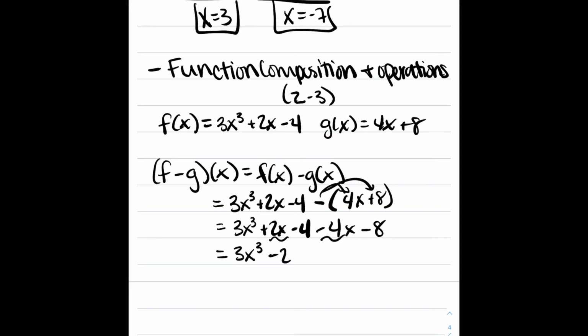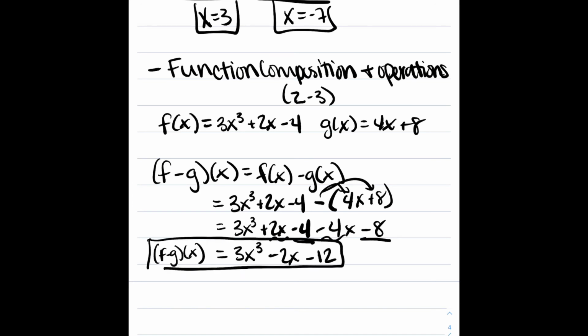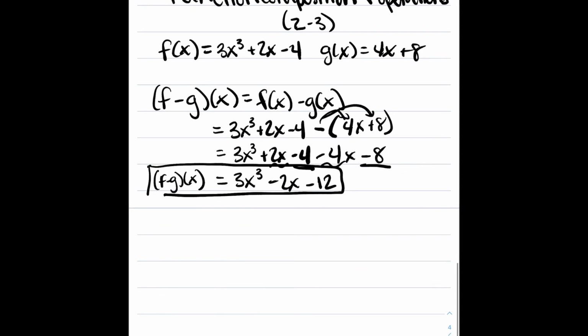So I have 3x cubed minus 2x minus 12. And I'm going to go ahead and make sure I name this. All functions should have names, so I'm going to keep that name with it. And that should be my answer.